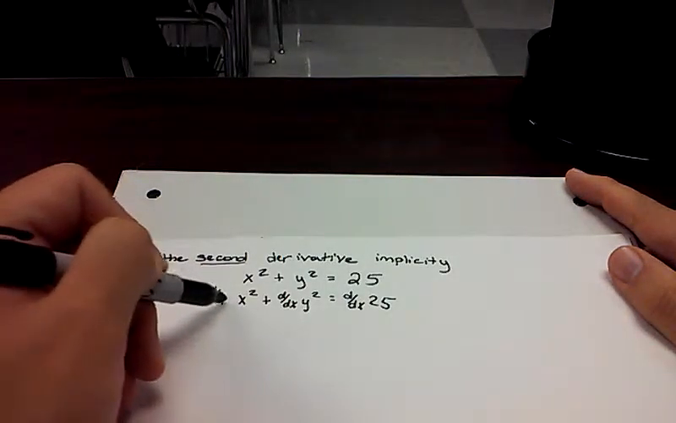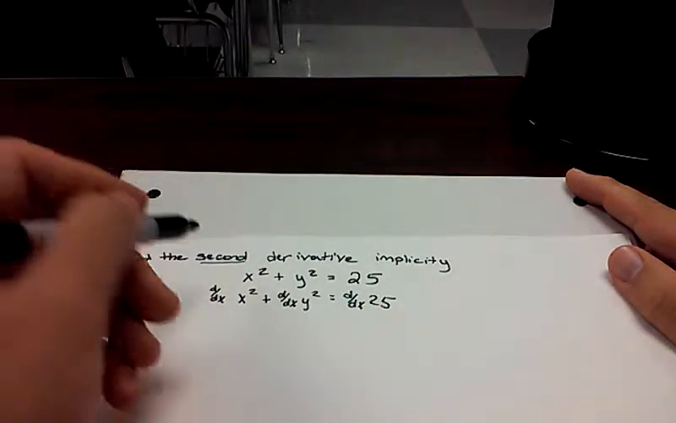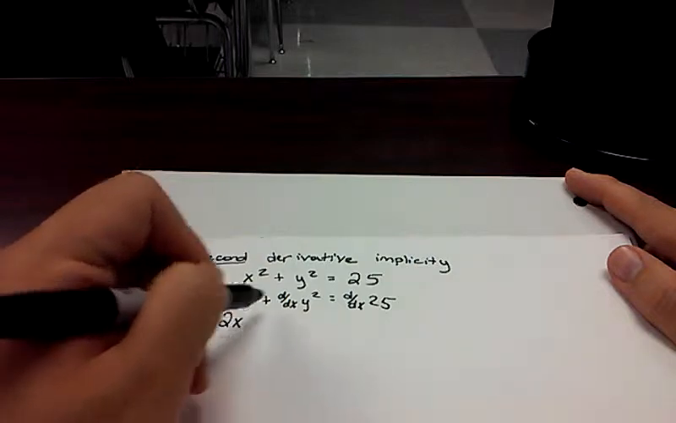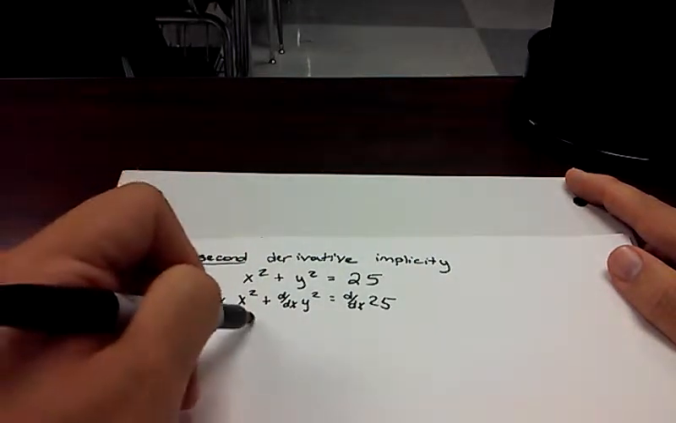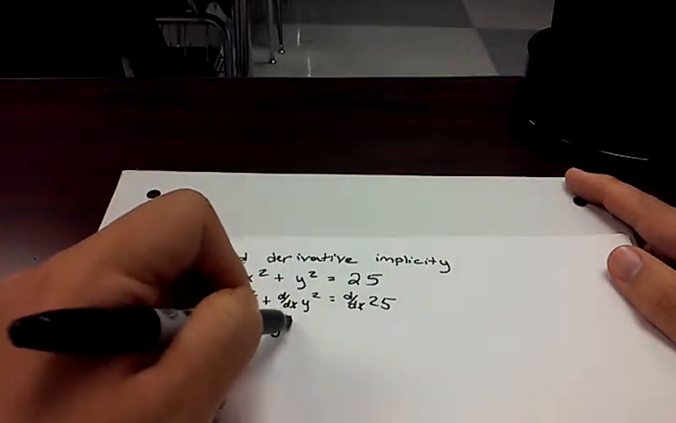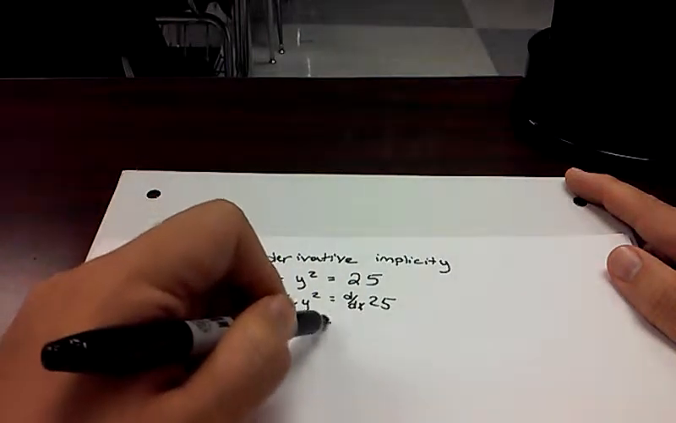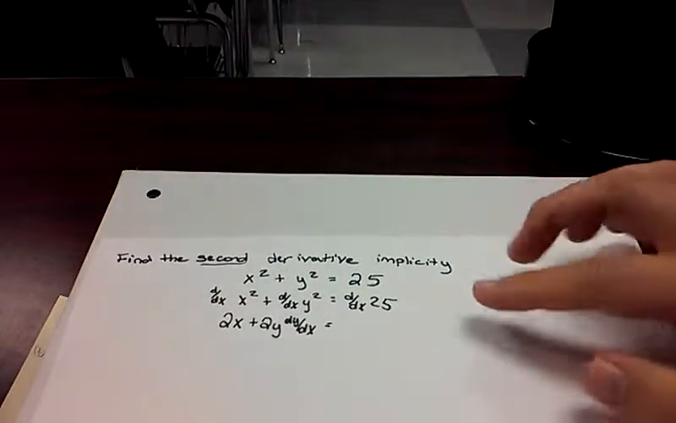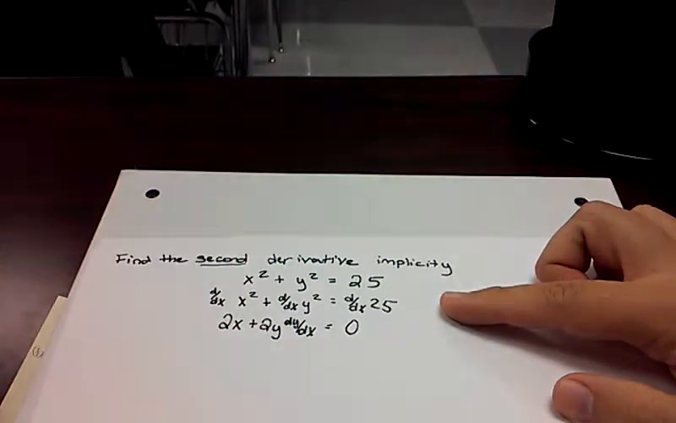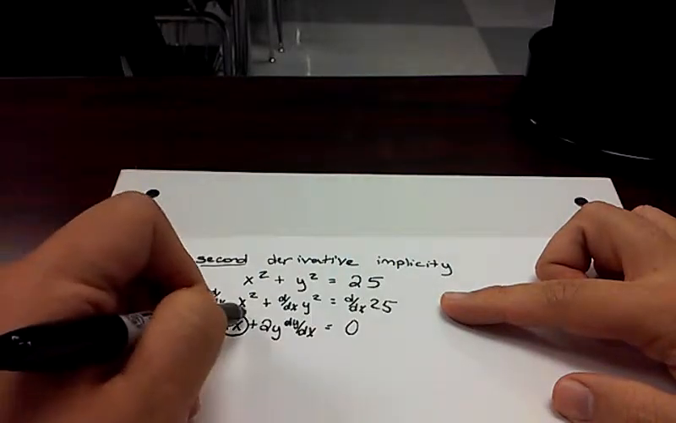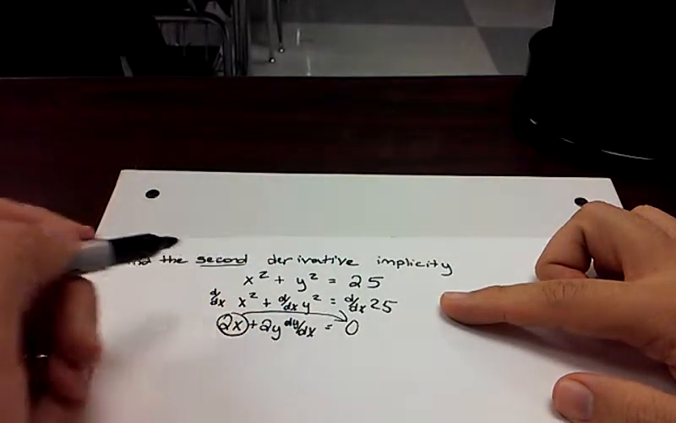Notice the variables match up, so the derivative with respect to x of x squared would be 2x. The variables do not match up, so the derivative with respect to x of y squared would be 2y dy over dx. And then we know the derivative of any constant is 0, so that would be 0. Remember, your main goal is to get the dy dx on the left and anything that does not have a dy dx over to the other side.